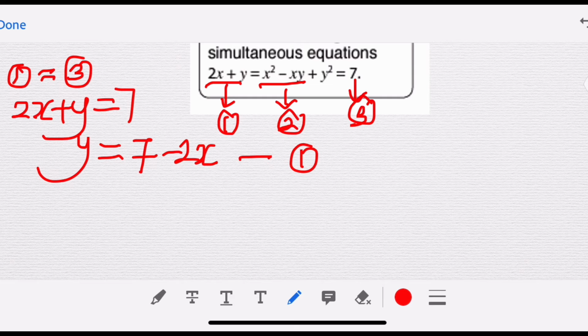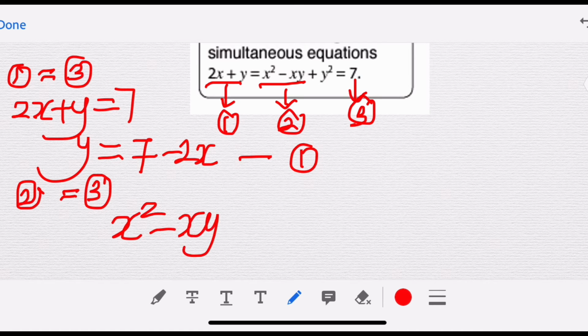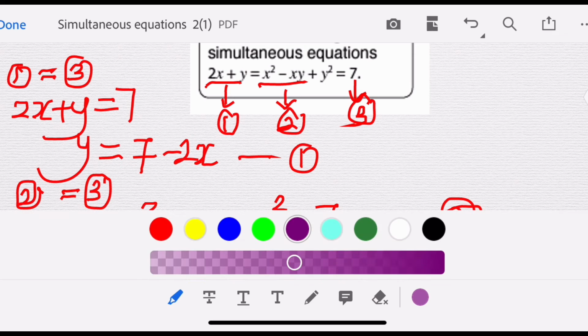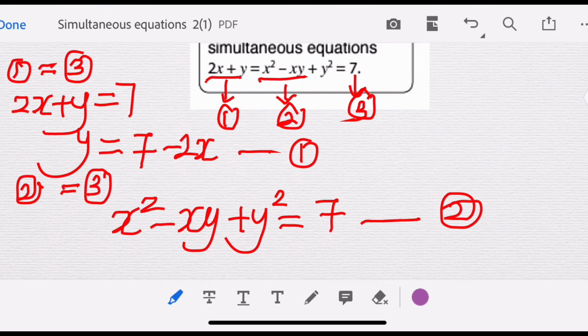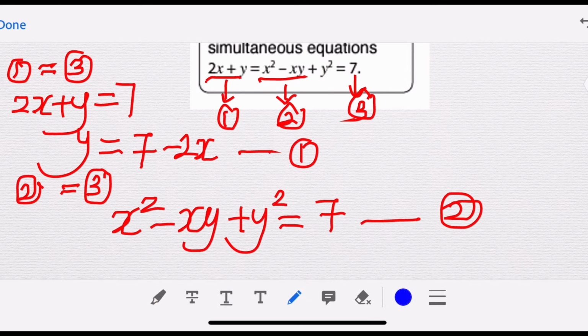Okay, the 2 here is the number that I labeled just now. Equation 2 equal to 3 is easier for me. Instead of using 1 equal to 2, you will get a bit complicated. So I will use 2 equal to 3, which is x squared minus xy plus y squared equal to 7, and I will label this one as number 2. So the number 2 here is actually referring to the equation that I'm going to solve.